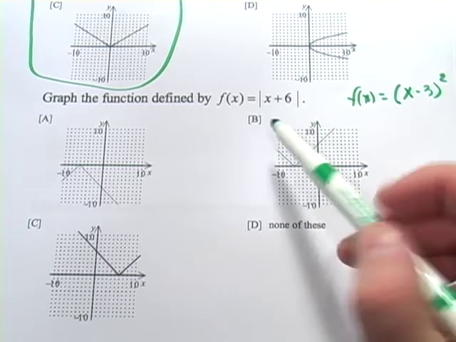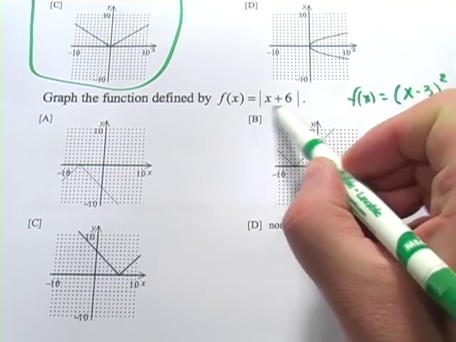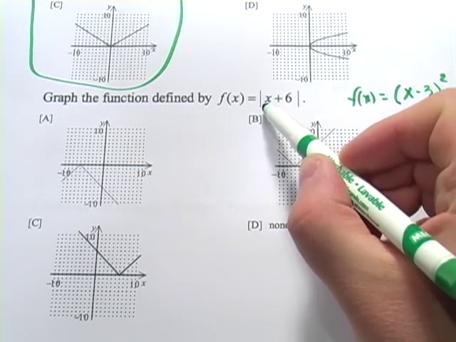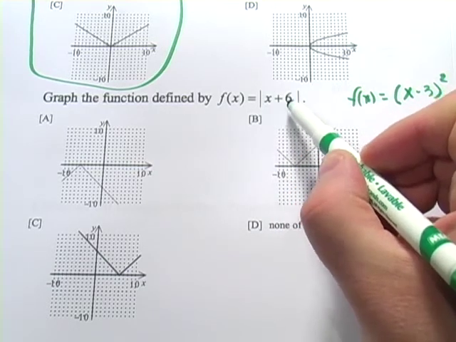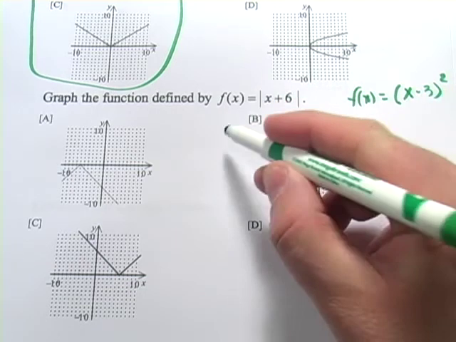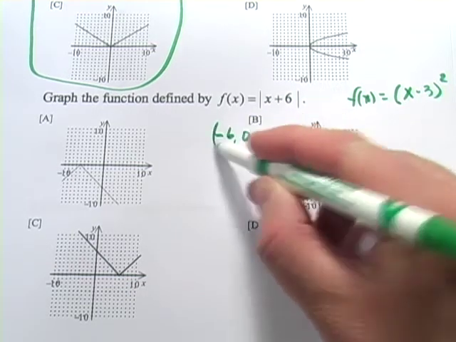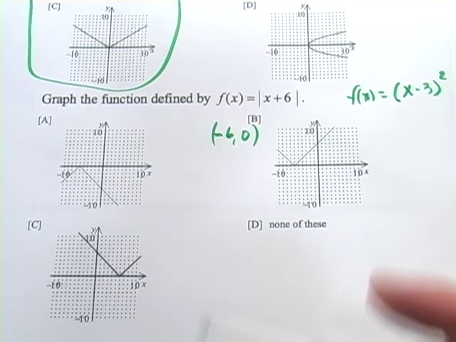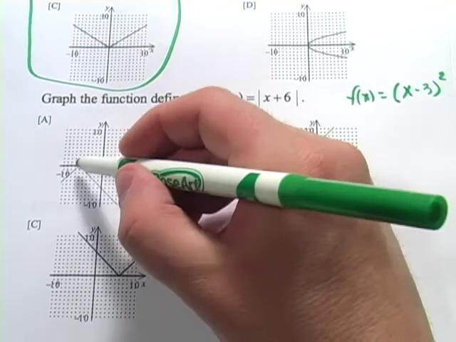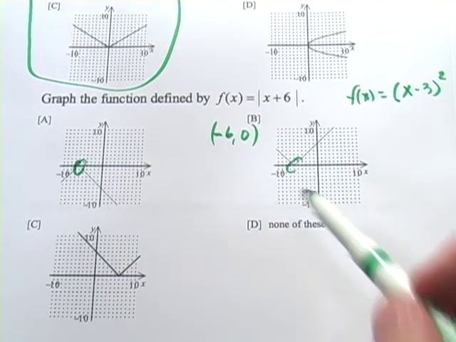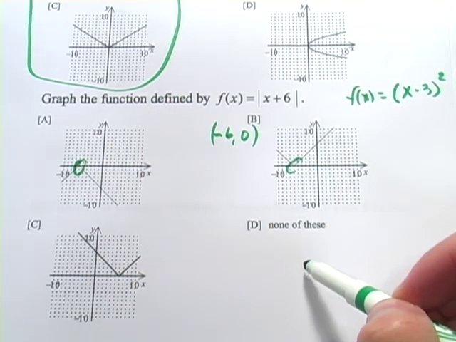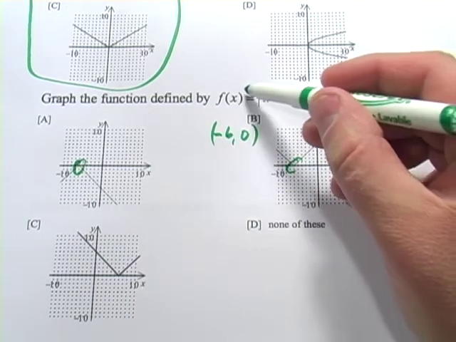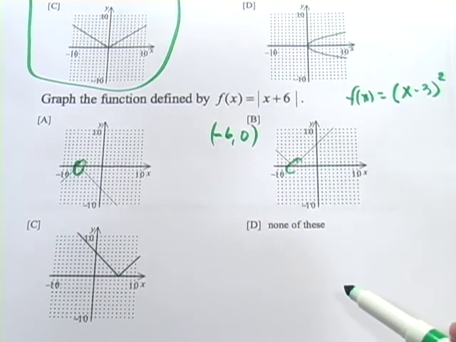What I would like to do is ask myself what would make what's inside the absolute value equal to 0. In this case, it would be -6. So -6 plus 6 is 0. So the point -6, 0 should be on this graph. And there are only two graphs that have that, this one and this one. I'm thinking it's probably this one, or maybe none of these, because this one's upside down. And to make this upside down, I would need to put a negative sign in front of the whole thing, and I don't see that there.